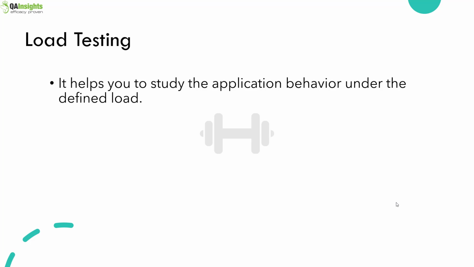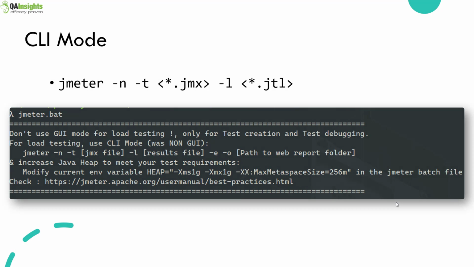Assume that you have everything ready, and if you want to start the load test in JMeter, do not use the GUI mode. It is always best practice to leverage the CLI mode in JMeter. CLI stands for command line interface. So this is the simple command you have to issue in the command prompt to execute the script.